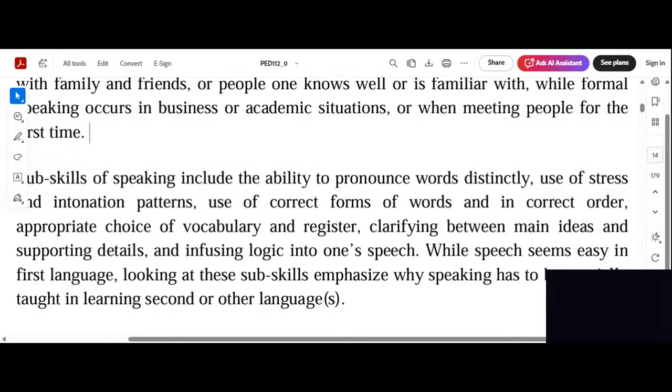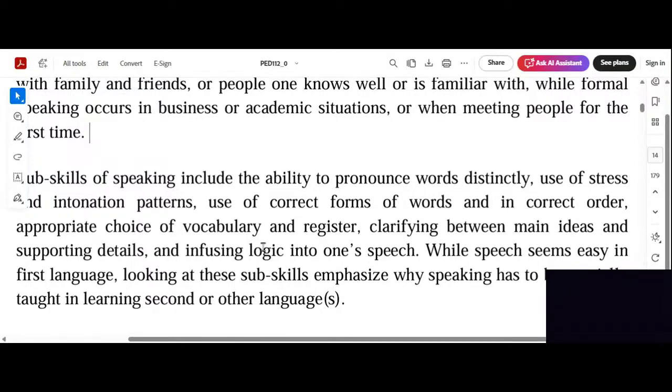And then the use of stress and intonation patterns too. Like we've mentioned during the time of listening, when I say, are you okay? And I say, are you okay? The two of them. So the stress and the intonation pattern. Intonation can either rise or fall. So, but it will give different meaning to your speech.